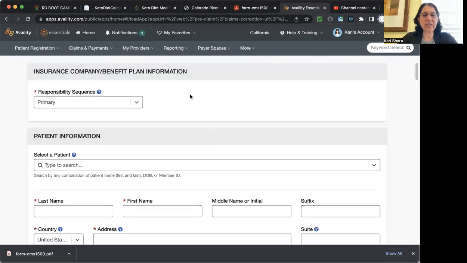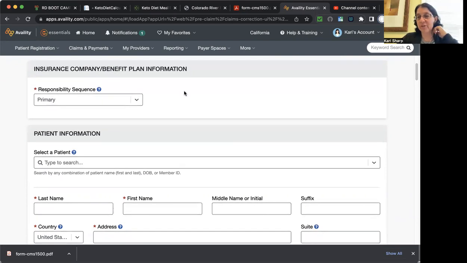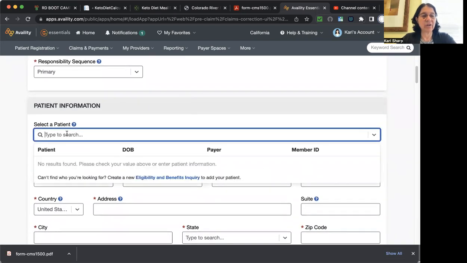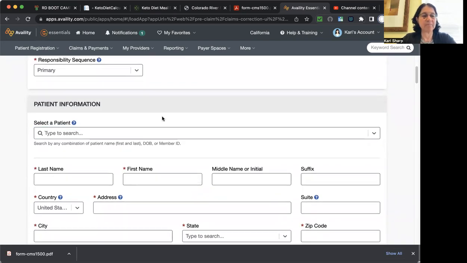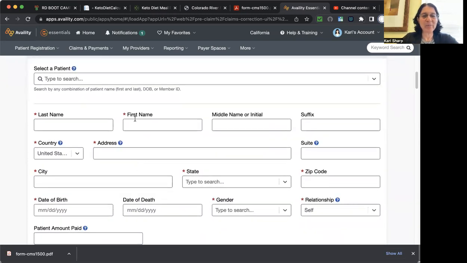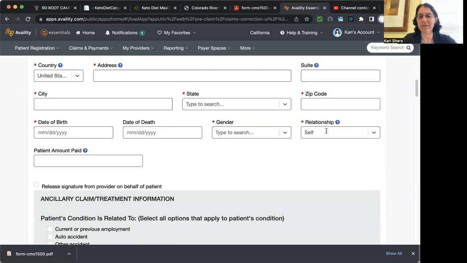All right, so when you fill out a claim, they're in different orders at different companies. This one I really like because it really lays it out for you. So is this insurance company the primary insurance company? Yes, it is. We keep it as primary. Usually you can autofill patients. So you would select your patient and boom, you're good to go. So this is where you put your patient name, their address, their information, their date of birth, and male, female.